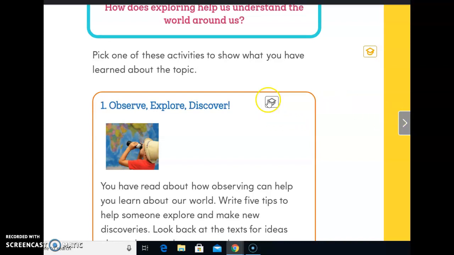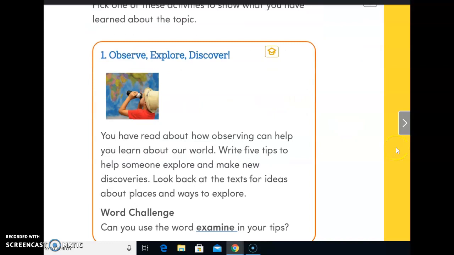So activity 1, observe, explore, and discover. Think about how the text that you've read helps you understand how to explore the world around you, as well as the lesson that any of the characters that you've read about learned by making a discovery. So you're going to write 5 tips to help someone explore and make new discoveries. Look back at the text for ideas about places and ways to explore. And then your word challenge. Can you use the word examine in your tips?